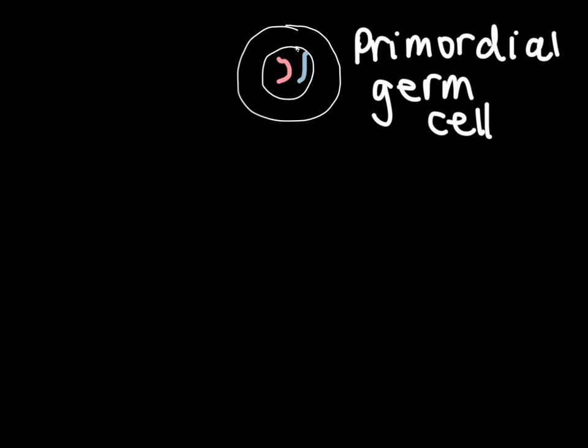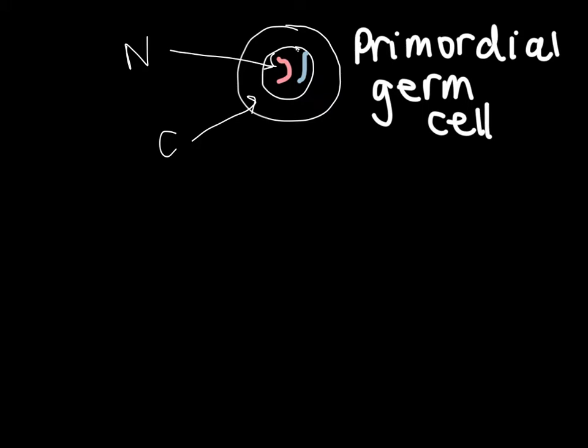So we start out here with a primordial germ cell. These primordial germ cells actually, during embryonic development, originate from the yolk sac and they migrate to the gonadal ridge. Now, in this cell that I've just drawn, I want to explain what's being represented here. So, this is a cell. This is the cytoplasm. This is the nucleus.